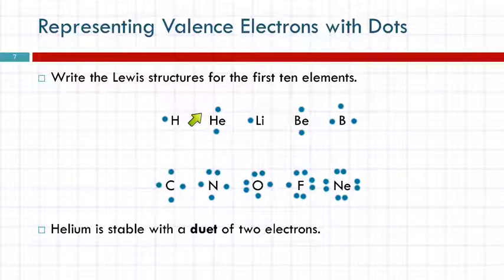So helium has a duet of electrons. It's got 2. It's happy with that. So hydrogen and helium follow the duet rule. The rest of them follow the octet rule. You look up the number of valence electrons, it's the group number on the periodic table, and you put that many dots around the element symbol.